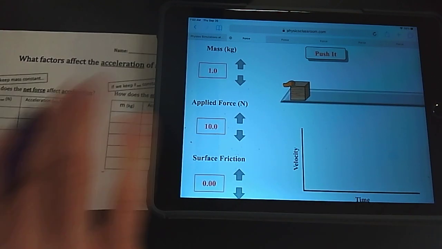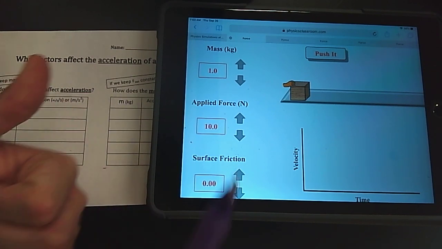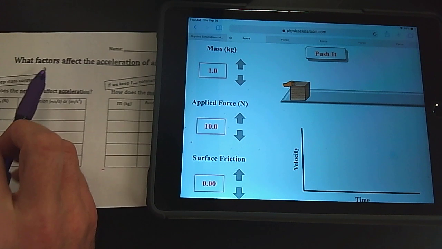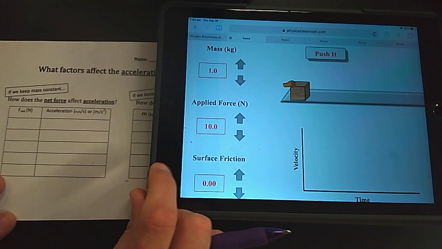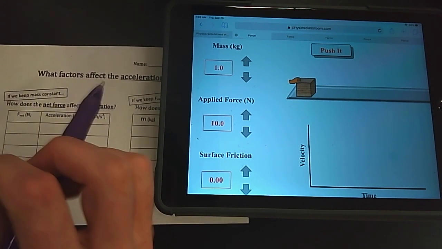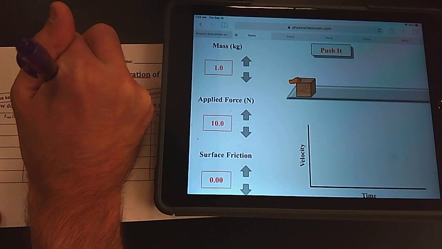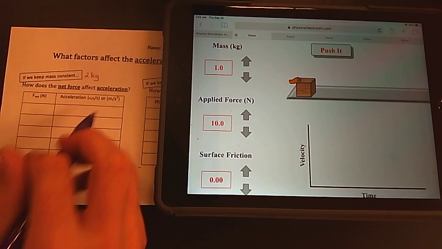And if we look at our half sheet of paper, remember our goal is to see how mass, acceleration, and net force are related, and we're going to kind of frame that with this question. What factors affect the acceleration of an object? So that's always going to be my dependent variable. In the first one, if we keep mass constant, and in this experiment, let's keep it constant at 2 kilograms, right, and we change the net force, how's my acceleration going to change?